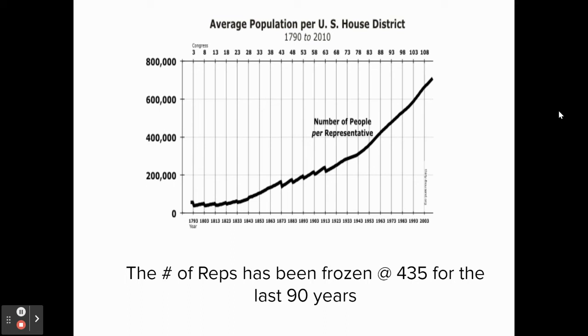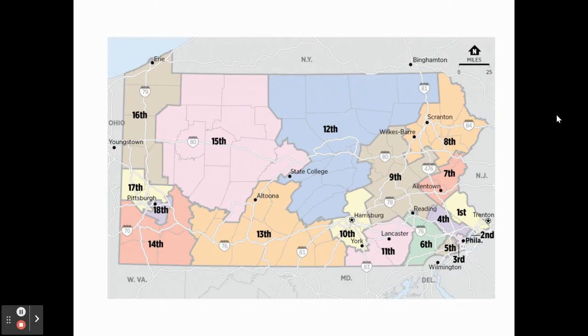All right, we previously talked about the difference in how the Senate, which is a statewide election system, is different from the House, which has these single member district systems. And we mentioned that the number of reps has been frozen at 435 for about the last 90 years. And again, these are our representative congressional districts. So the question is, how do these districts get to be the way they are? Who draws them? Who determines the shape? All of that kind of stuff, right?